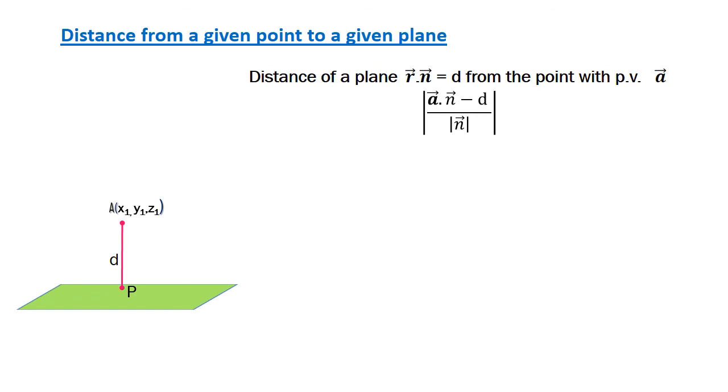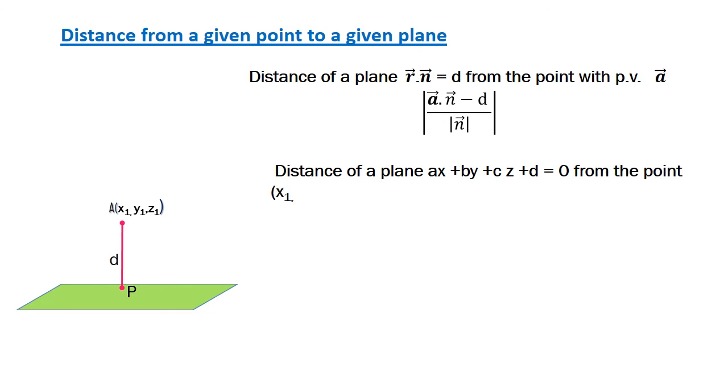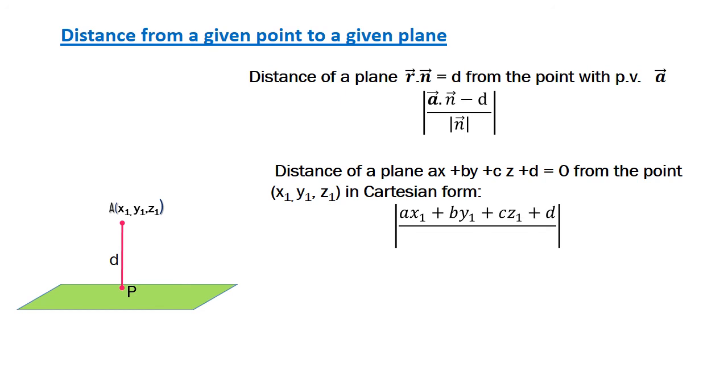If it is given in the Cartesian form, distance of a plane ax plus by plus cz plus d is equal to 0 from a point x1, y1, z1, the distance will be ax1 plus by1 plus cz1 plus d upon square root a square plus b square plus c square. Now, if the question is the distance of the plane from the origin, then x1, y1, z1 will be 0, so it will be simply d upon square root a square plus b square plus c square.